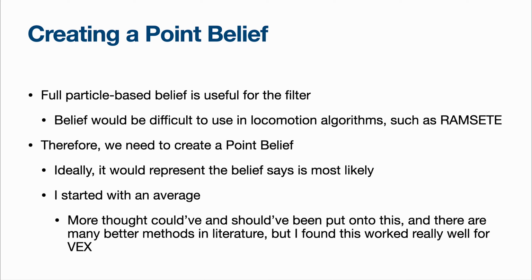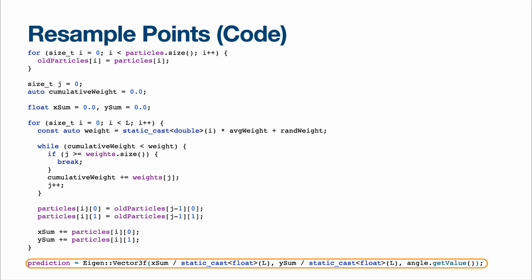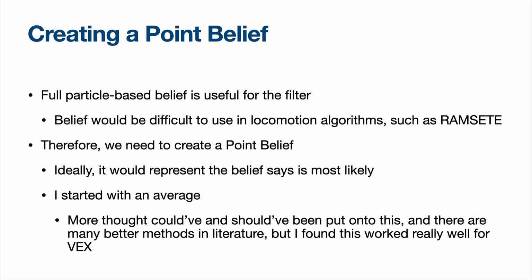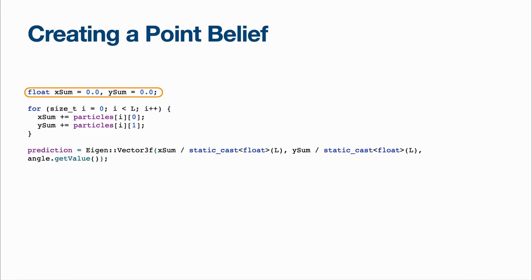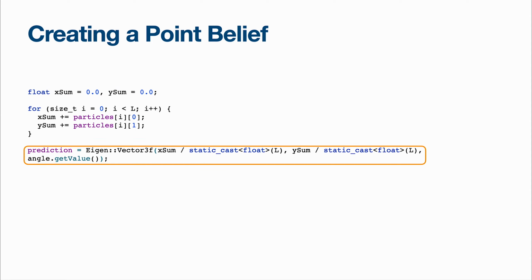Okay, so the next part is creating this point belief that you use in the filter. That's this average that I was talking about. Basically, you just need 1 point for algorithms such as Ramsete, but we need to create some point belief to be able to use it that way. So I started with an average, and there are more methods in literature that I would look at if I did this again, but this approach works really well for VEX robotics, so it's what I ended up using. I'll go over it real quick, but basically you just take the sum of all the x and y and you take the average of them. It's a pretty simple approach, and that's what I ended up using.